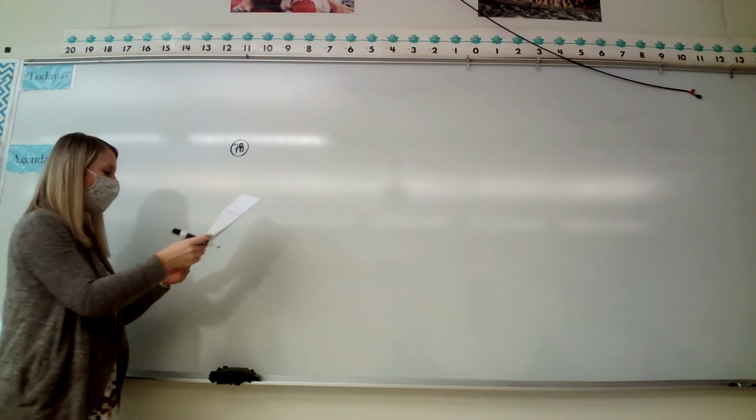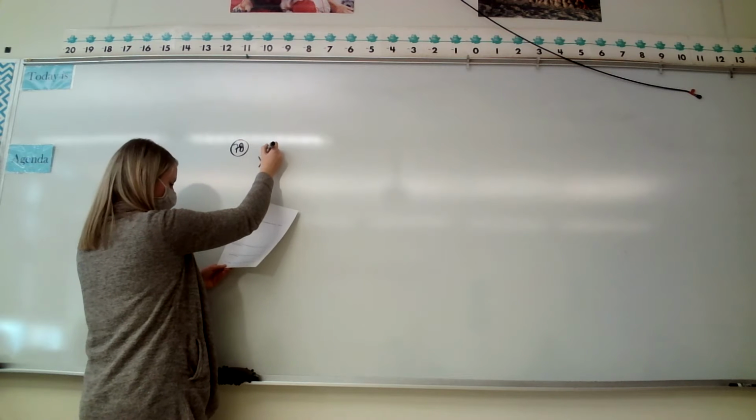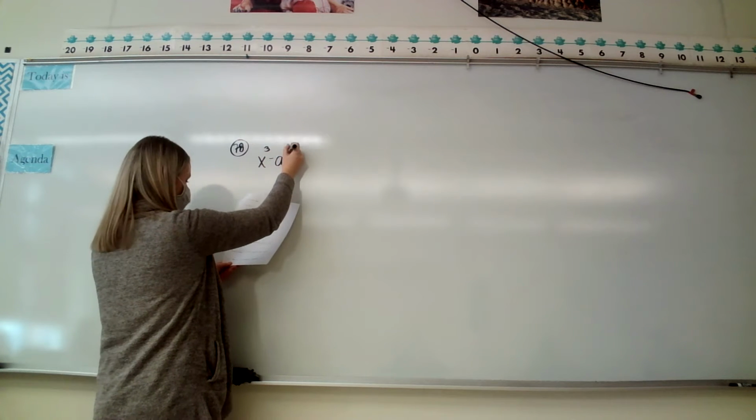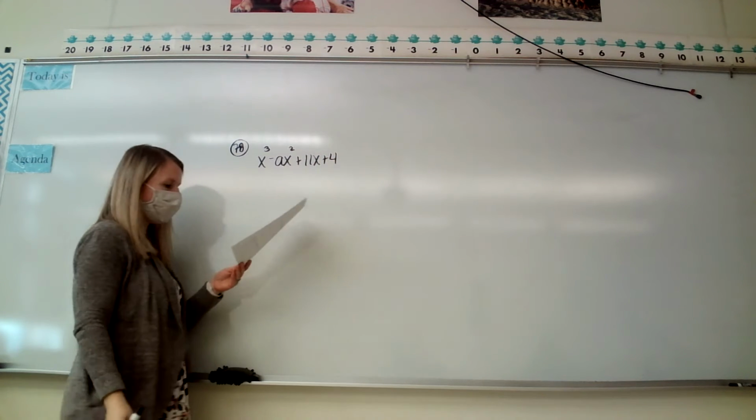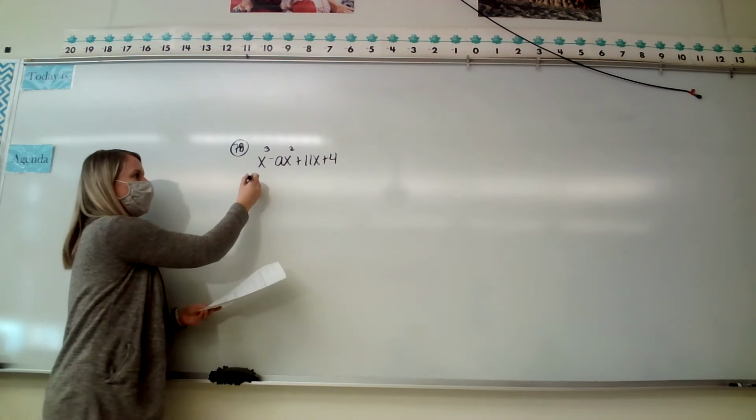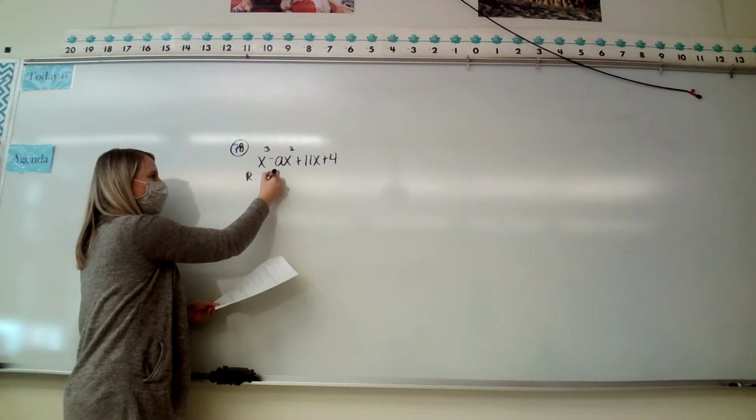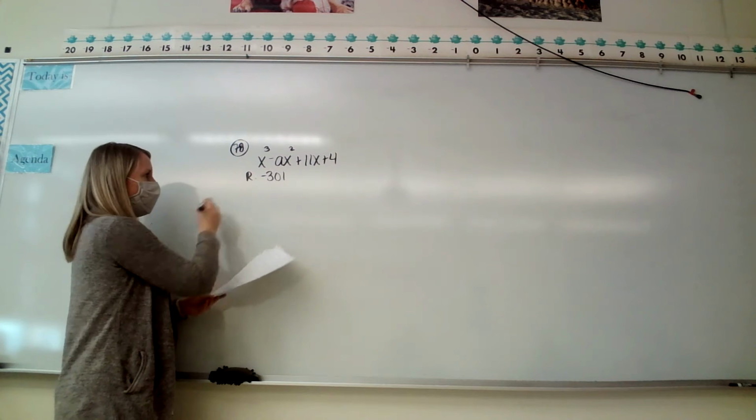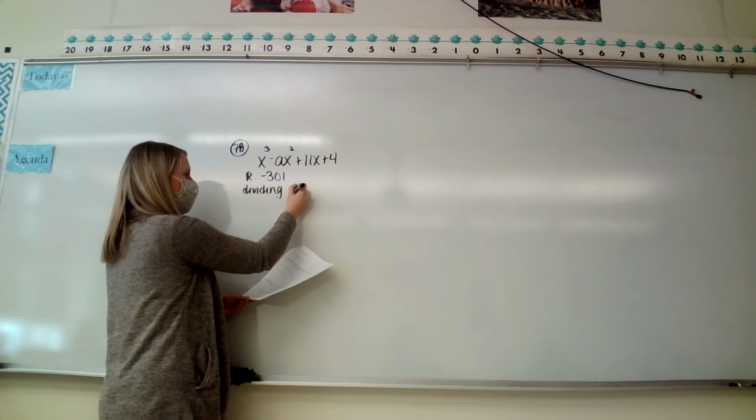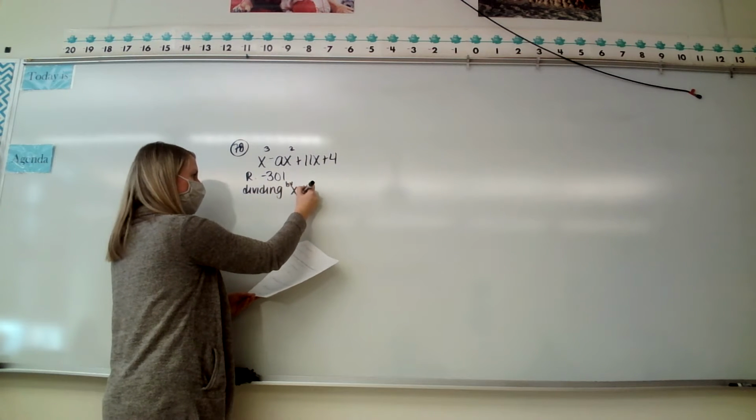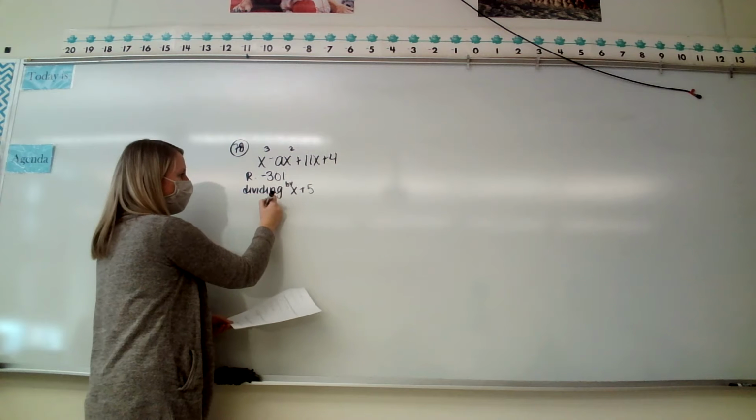It says we have x to the third minus ax squared plus 11x plus 4. It leaves a remainder of negative 301. So I'm just going to say remainder negative 301. And we're dividing it by x plus 5. By x plus 5? Okay. Find a.